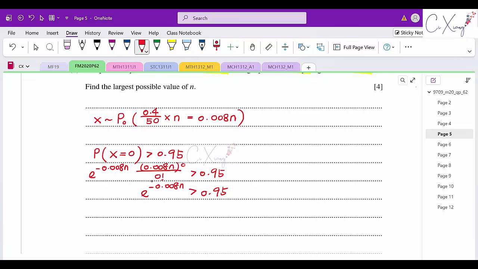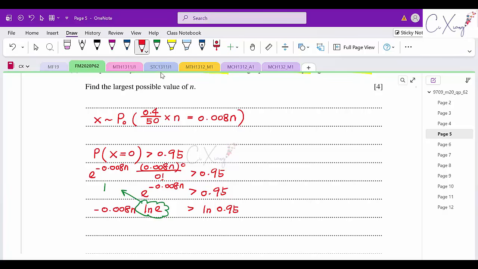Okay, then when you want to solve this inequality, to take down the power as a number, you need to take ln on both sides. For me, I prefer to take ln in this case, because ln e gives you 1.